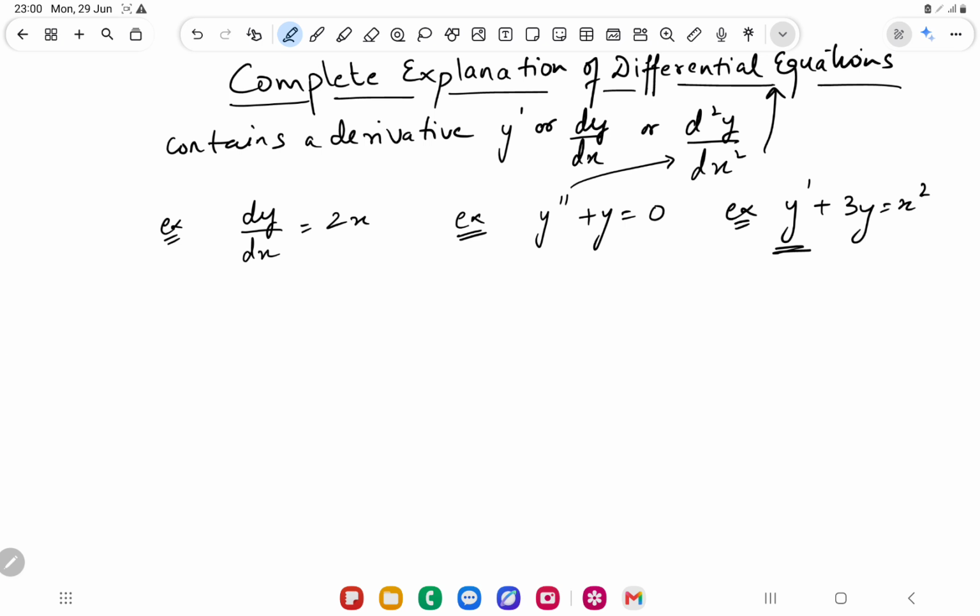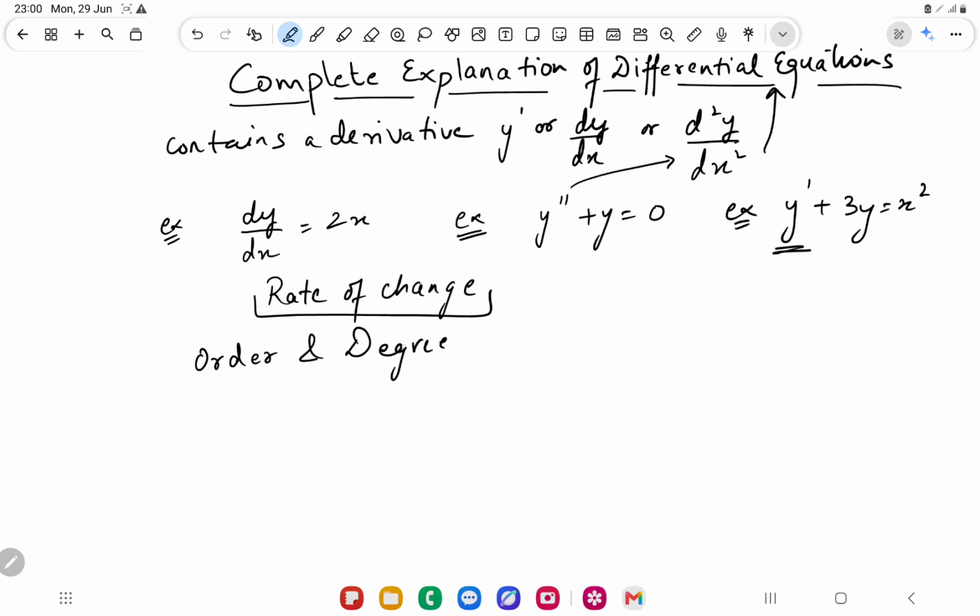Now, why do we need them? Because the real world gives us rate of change. So whenever this rate of change comes into the picture, we are talking about differential equations. Now there are terms known as order and degree, which are very important to learn before getting into the solution of any differential equation.